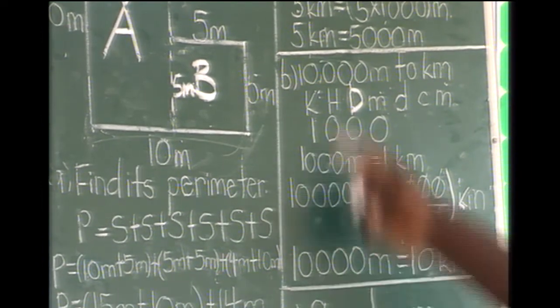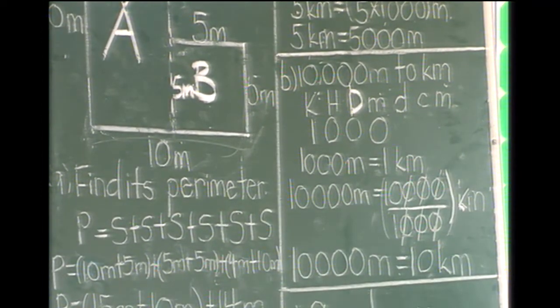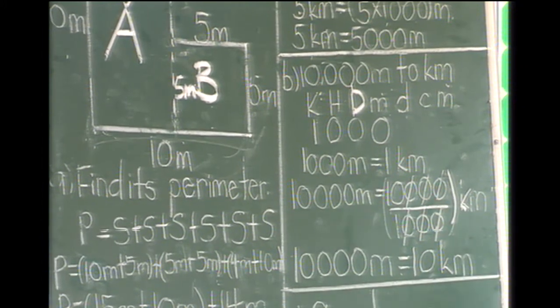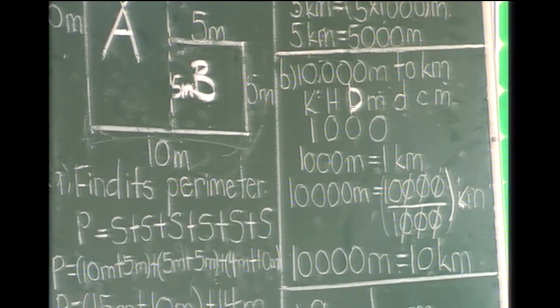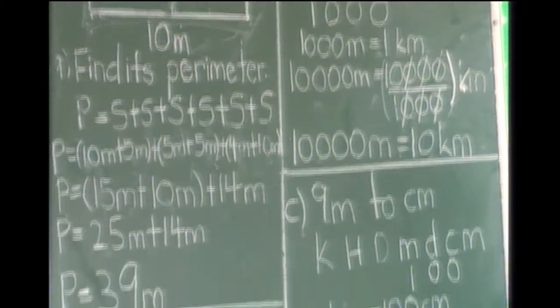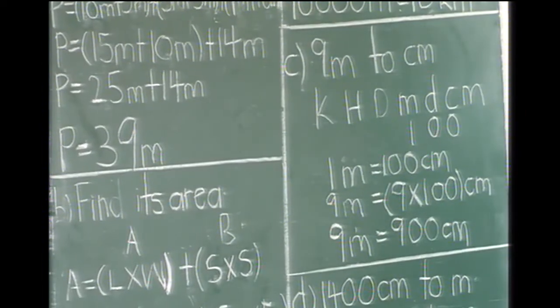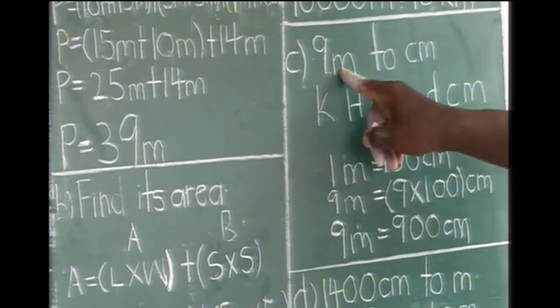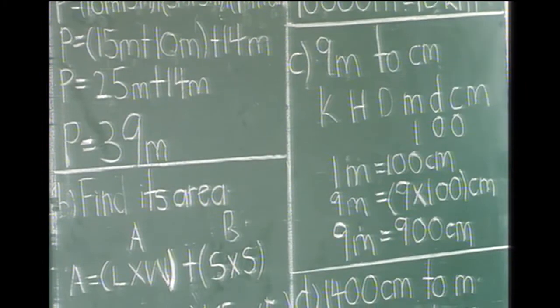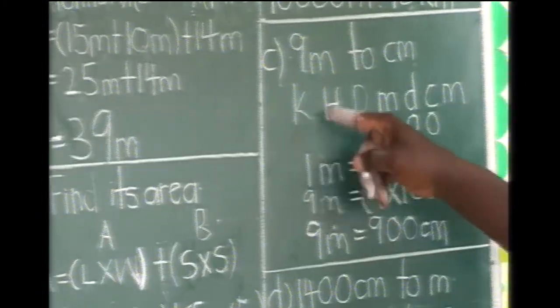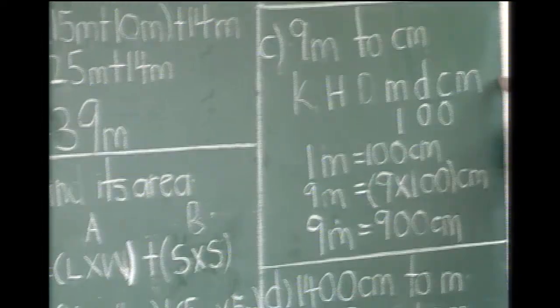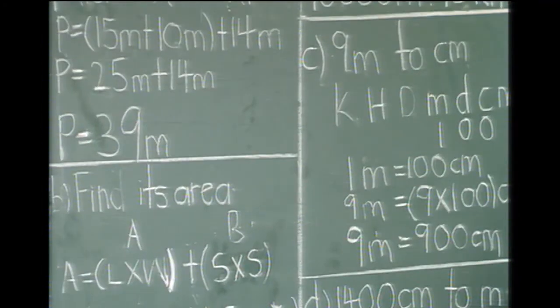In so doing, I've converted 10,000 meters into kilometers as opposed to part A, which was converting the other way around, kilometers to meters. Please learn either way, you will be perfect in that way. Then we go to part C, which tells you to convert 9 meters to centimeters this time. 9 meters to centimeters, still write: King Henry's daughter Mary drank all the milk, and now about meters and centimeters.